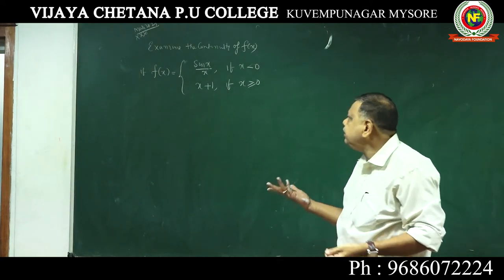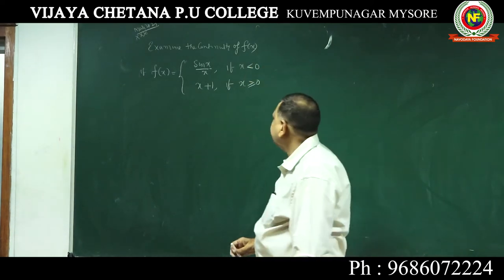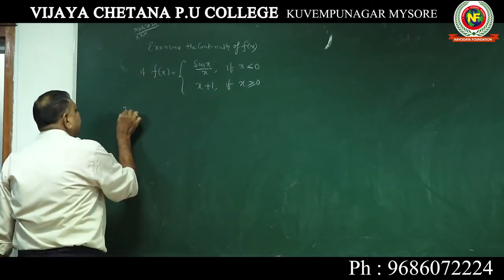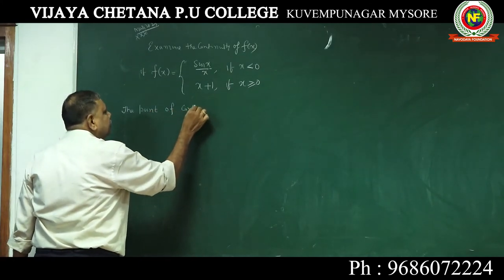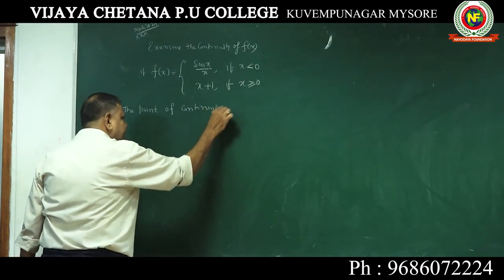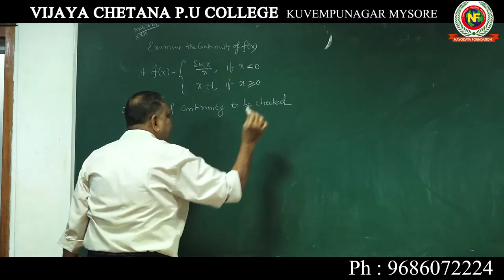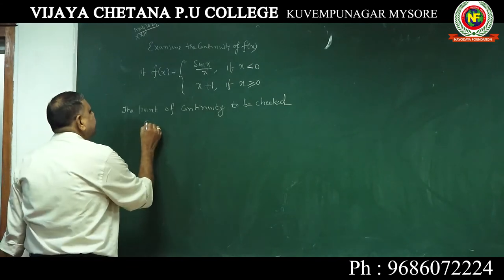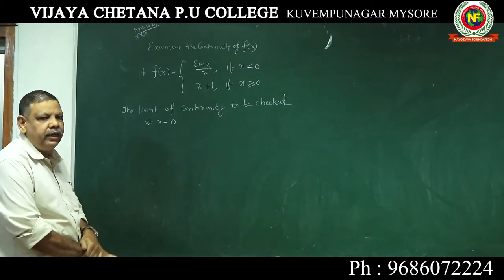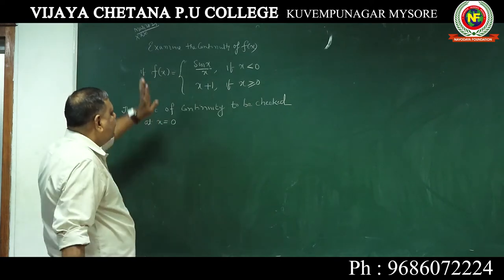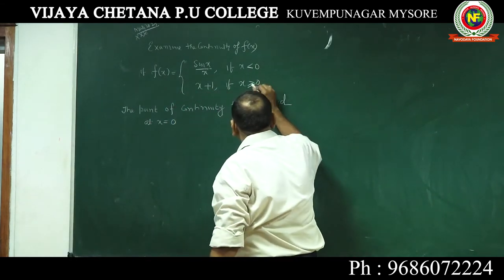Now, the point to be checked is only one, that is 0, because one part is for less than 0 and the other for greater than 0. So you have to check at x equal to 0. Write down the point of continuity to be checked at x equal to 0. Only one point, at x equal to 0, you have to consider as the point of continuity to be checked. First, see the first condition, f of x at x equal to 0, as it is given.